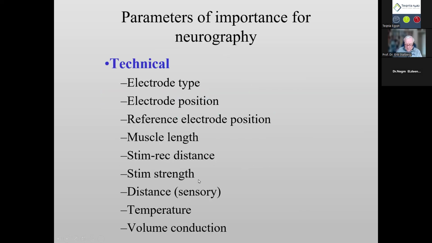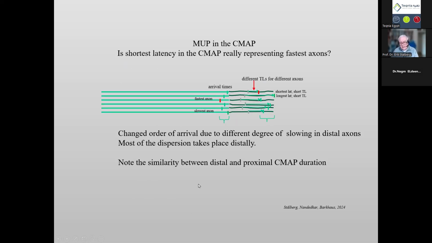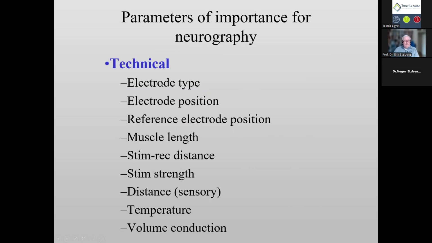And this is a new thinking, and it has to do with our interpretation. What happens if we have low amplitudes? Is it really loss of only fast, or is it loss of random size motor units, axons? Here I will show a few parameters that are important for our neurography recordings.